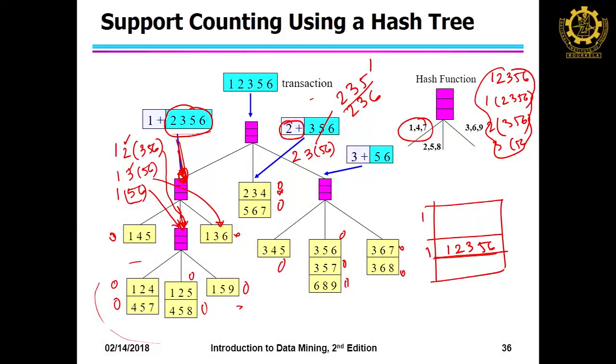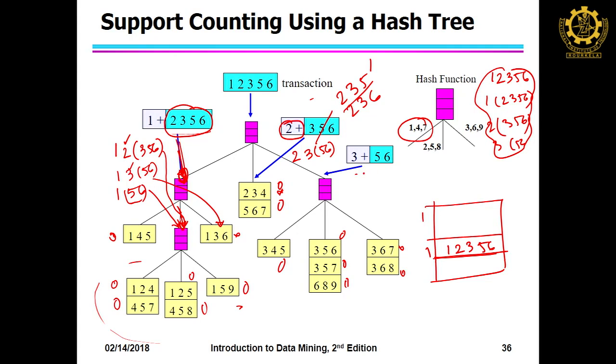While generating the candidate item set, we must see whether the previous item sets are frequent or not. So, why is 235 not there, though it is there in the transaction? It is there in the transaction, but not in the hash tree, because its corresponding subset was infrequent.